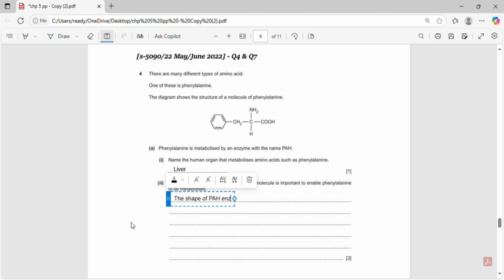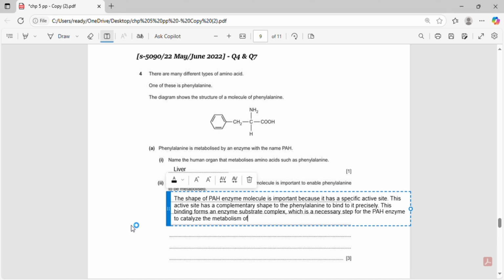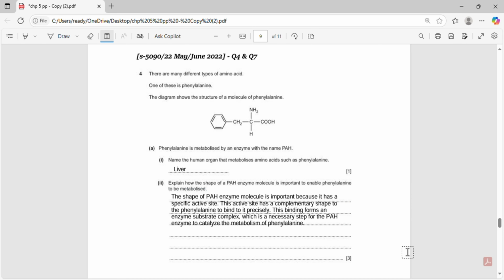The shape of the PAH enzyme molecule is important because it has a specific active site. This active site has a complementary shape to the phenylalanine molecule, allowing the phenylalanine to bind to it precisely. This binding forms an enzyme-substrate complex, which is a necessary step for the PAH enzyme to catalyze the metabolism of phenylalanine. That clearly explains the role of enzyme shape and binding in the metabolic process.